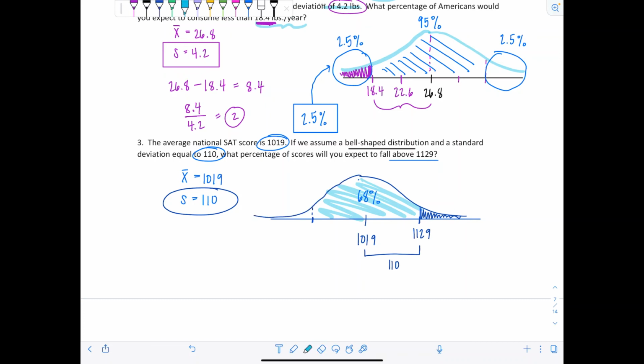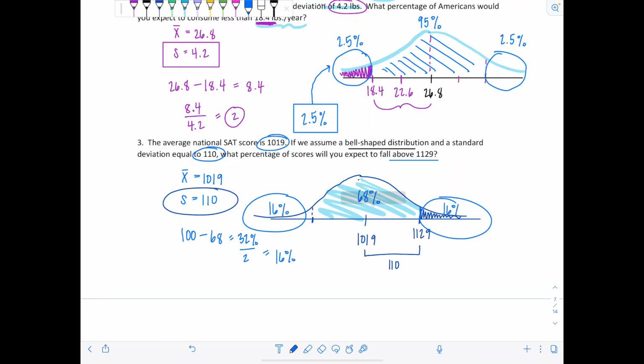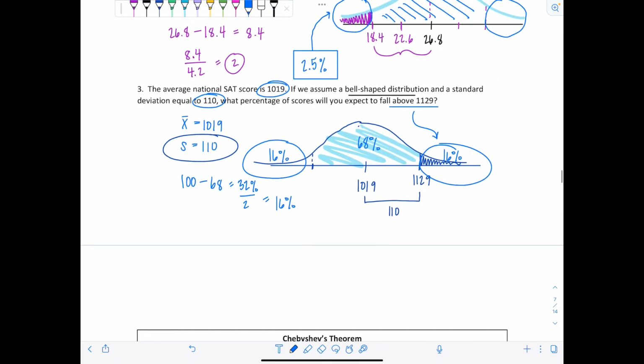So 68% falls there. 100% is everything underneath the curve. 100 minus 68 is 32%. That's split between this tail and this tail. So cut it in half. That means there's 16% left over that is not within 1 standard deviation of the mean. So if they're asking what percentage of the scores fall above 1129, bam, you have it right there, 16%.